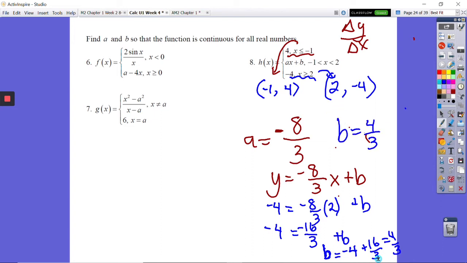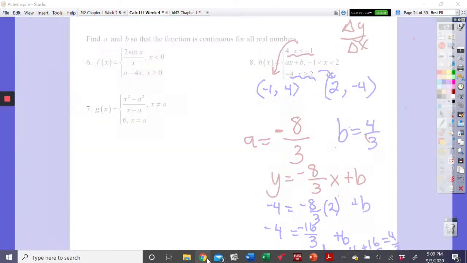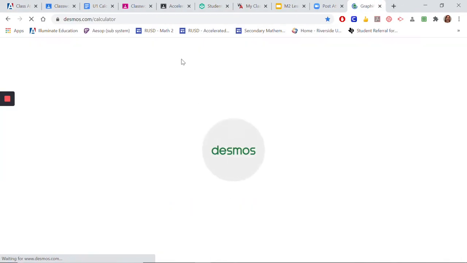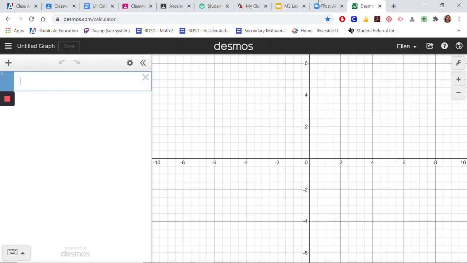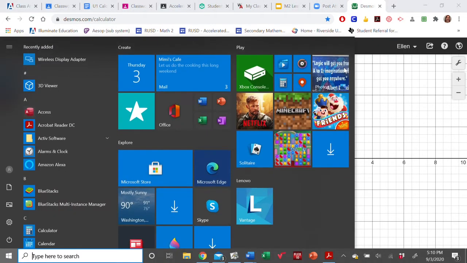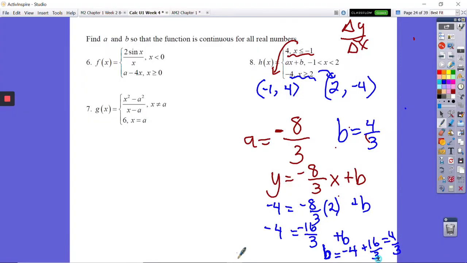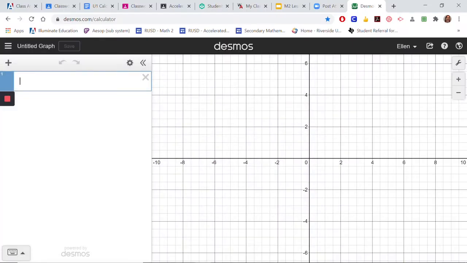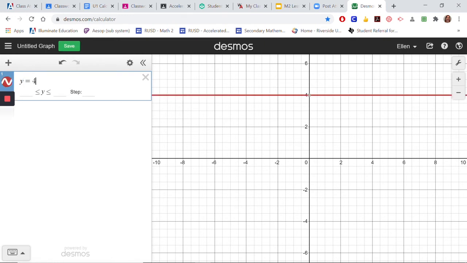So I'm going to go to Desmos and see what's going on here. So I'm jumping over to Desmos, and I'm going to graph the two lines. So we had 4 for x less than 1, negative 4 for x greater than 1, and then that line that hopefully connects them. So y equals 4, 2, was it 2?